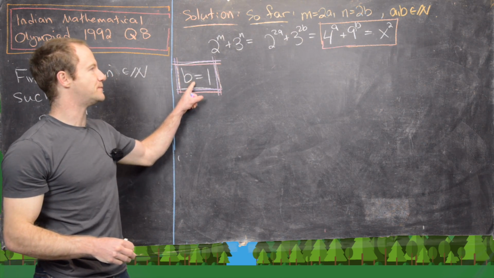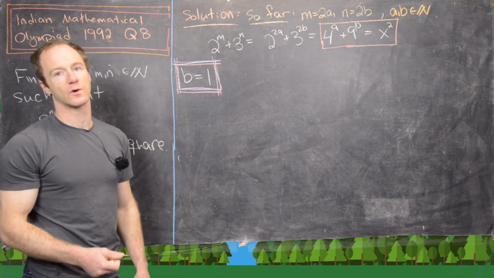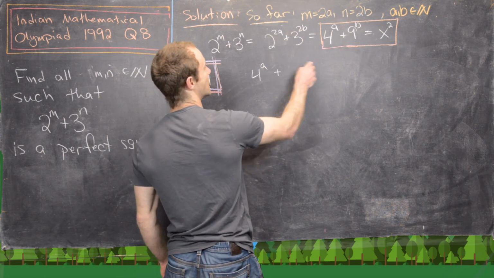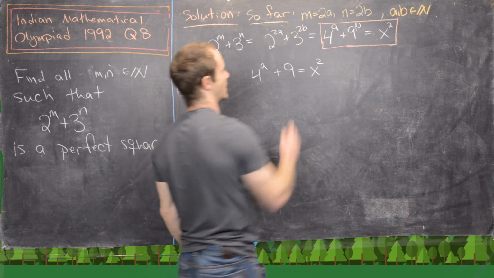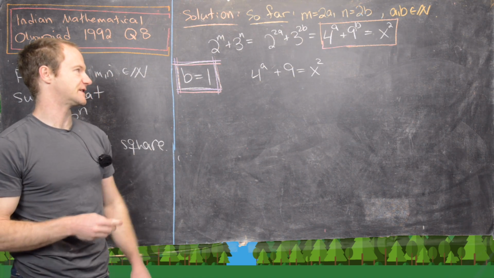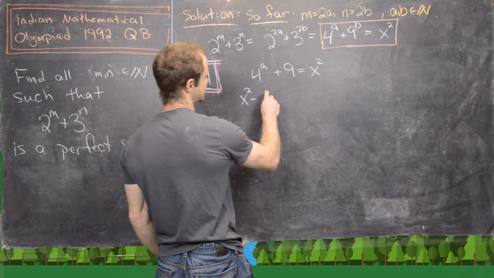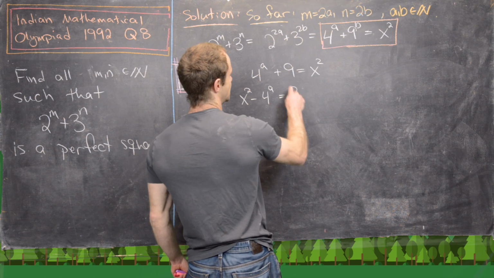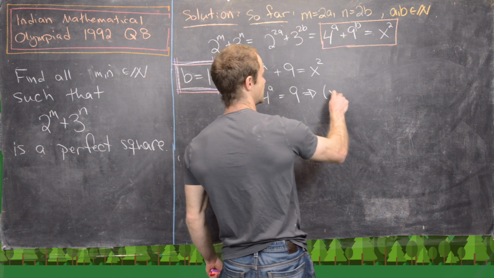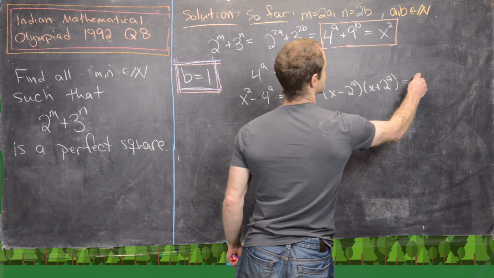We've just determined that b is equal to 1 in this equation up here. Now we can go ahead and solve for a and x. So that's going to give us 4 to the a plus 9 equals x squared. Now we're going to finish this off in a pretty similar way to what we've been doing this whole time, and that is with a difference of squares. So I'm going to write this as x squared minus 4 to the a equals 9. And then I can factor this left-hand side as a difference of squares. So that's going to be x minus 2 to the a, times x plus 2 to the a, equals 9.